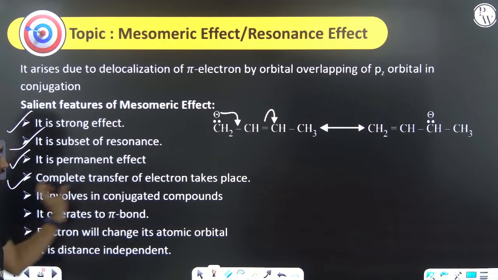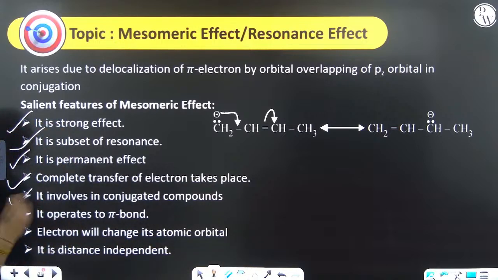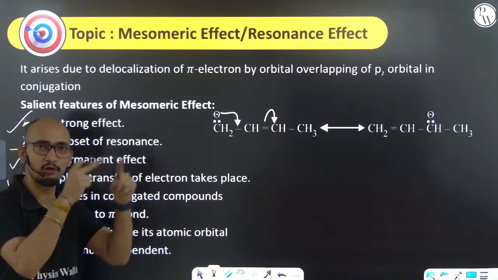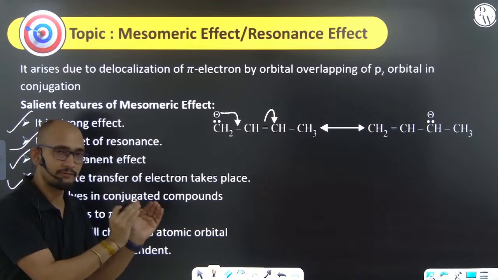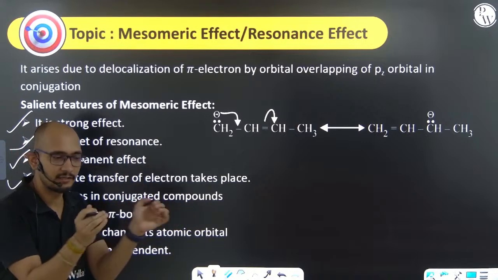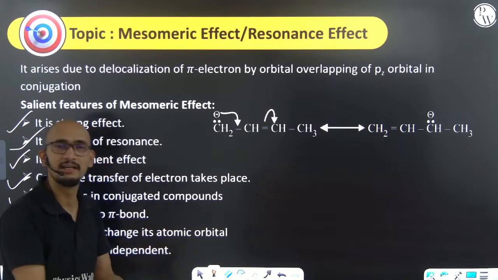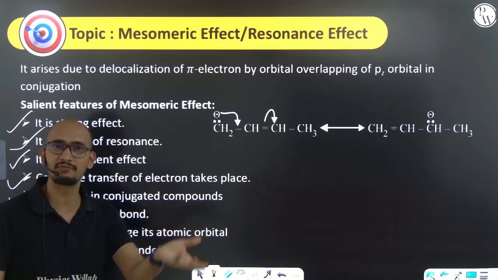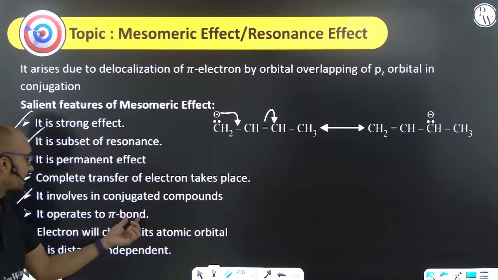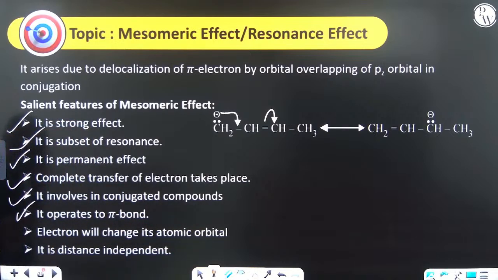Complete transfer of electron takes place here. Why? Because of the pi bond and the vacant p orbital and one completely filled p orbital, they start overlapping with each other, so there is complete overlap of the electron, and due to the overlap complete transfer of electron takes place. Next, it operates through the pi bond, not a big deal. The electron will change its atomic orbital, not a big deal, easy.